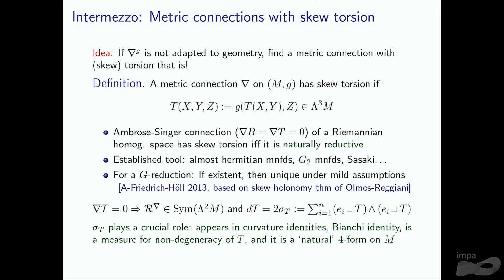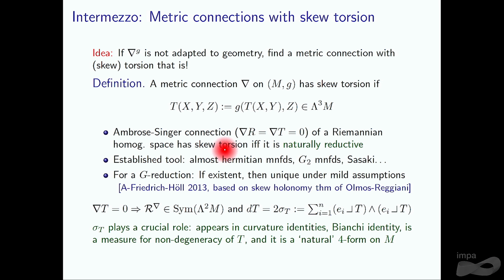Good examples are, for example, the Ambrose-Singer connection. So we know from the Ambrose-Singer homogeneity theorem, a Riemannian manifold is homogeneous if and only if it admits a metric connection satisfying these two conditions: curvature and torsion are parallel. And I would like you to see that as the generalization of Cartan's definition of symmetric spaces as being those with Levi-Civita parallel Riemannian curvature tensor. Right? So the torsion tensor T measures in some sense the difference between being symmetric or not symmetric.